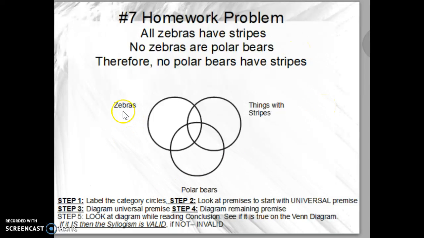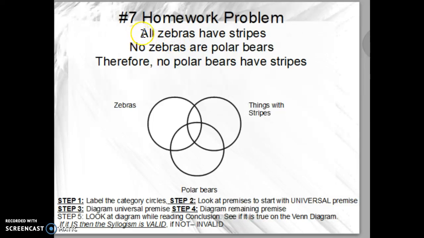So first we've labeled them. We've got zebras, we've got things with stripes, and we've got polar bears. Then we're going to look at the premises and start with the universal premise. So our first premise is all zebras have stripes. Second one is no zebras are polar bears. So which one is universal? What's your answer? Both of them are.